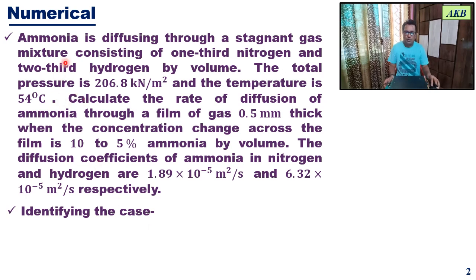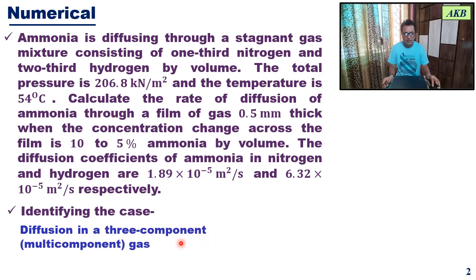So if you read the statement carefully, you will come to know that this is diffusion in a 3-component gas mixture. So this is a case of multi-component gas mixture. There are 3 components. Which are these 3 components? You have ammonia, then you have nitrogen, and you have hydrogen. The third component in the mixture is hydrogen. So clearly it is a case of diffusion in a 3-component gas mixture, that is multi-component gas mixture.